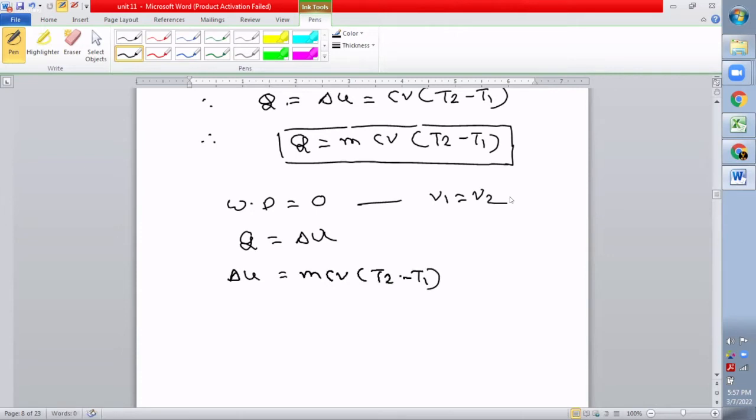When we explore unit number 5, that is entropy, there will be a change in the entropy, that is called del S. At that time, we'll revisit this process and understand the change in entropy in that case. But for unit number 1, we'll limit our discussion: for the reversible constant volume process, work done is equal to 0, Q is equal to del U, and del U is equal to mCV T2 minus T1.